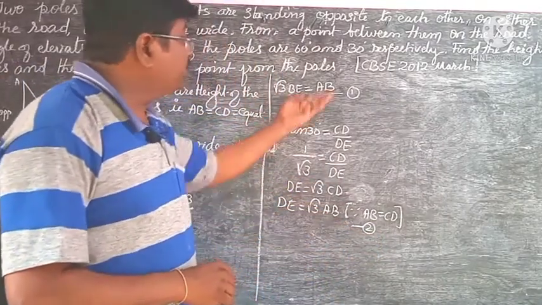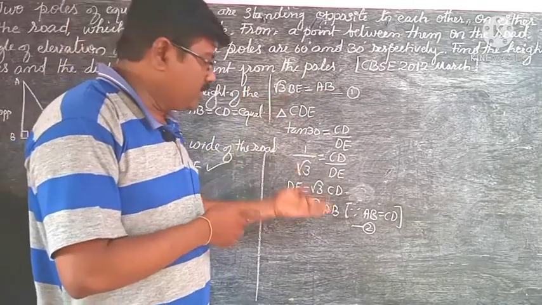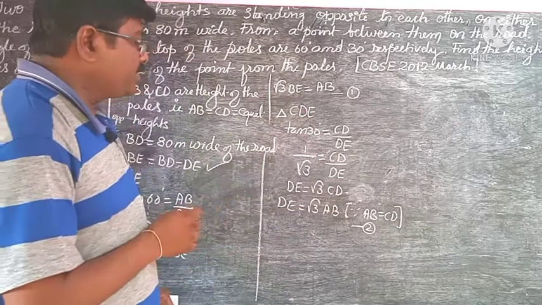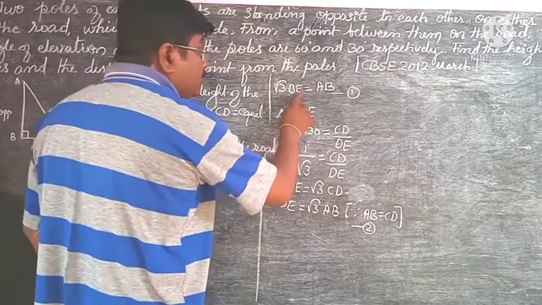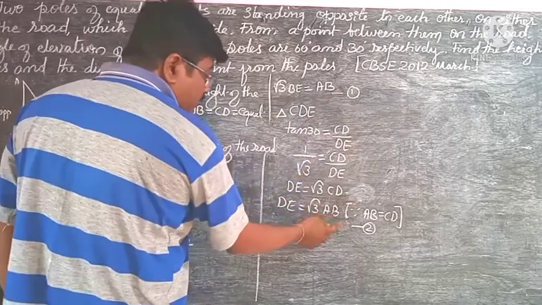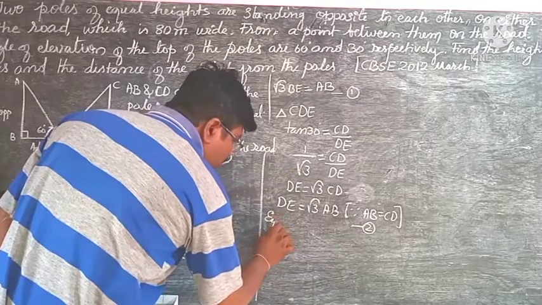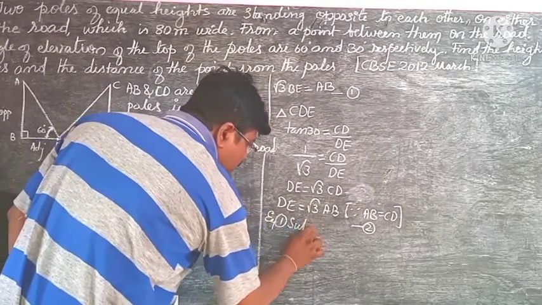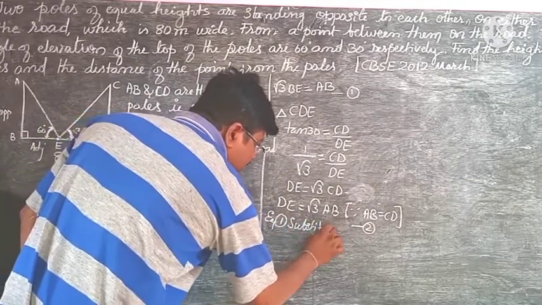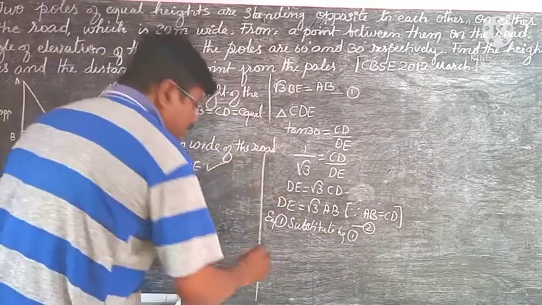Thereafter, AB instead of what do you write? Instead of root 3 BE. Therefore, equation 1 you can substitute in equation number 2. So what are we obtaining?